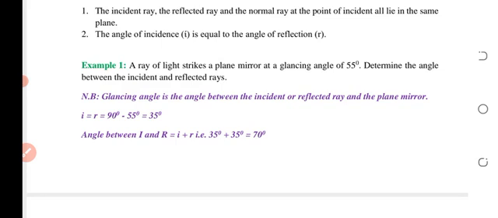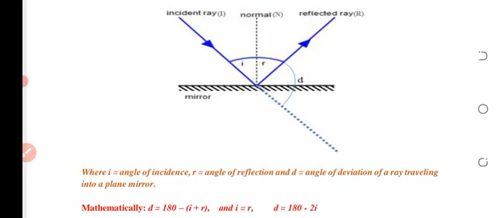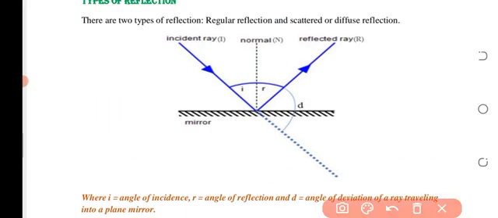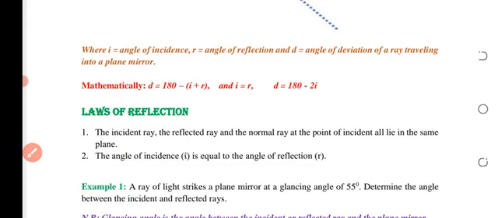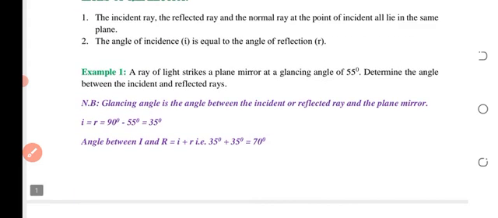Let's quickly go back to that diagram and I will quickly show you what a glazing angle is. That is the angle between the incident ray and the mirror, or the angle between the reflected ray and the mirror. That is what is known as a glazing angle. Now, if this is given as 55 and the angle between the normal and the reflecting surface is equal to 90, definitely we are going to have our incident angle equal to 35 degrees.